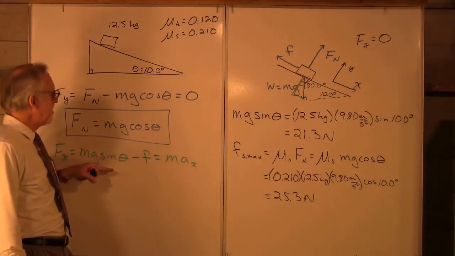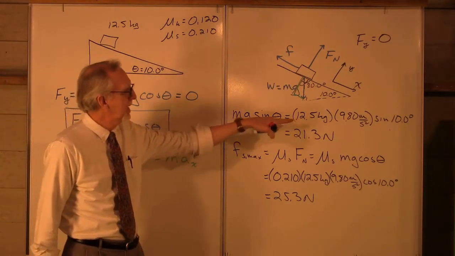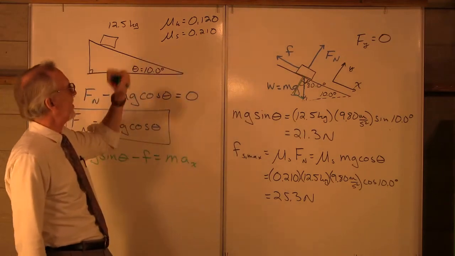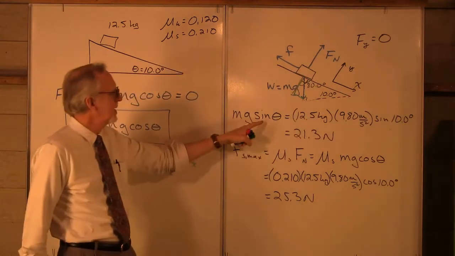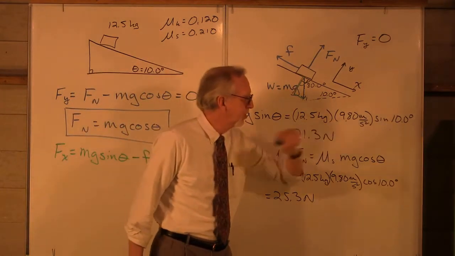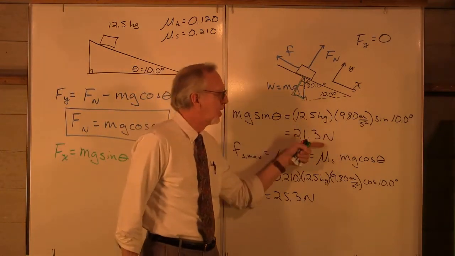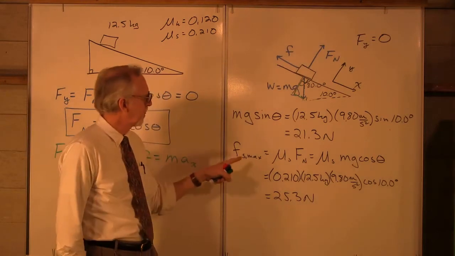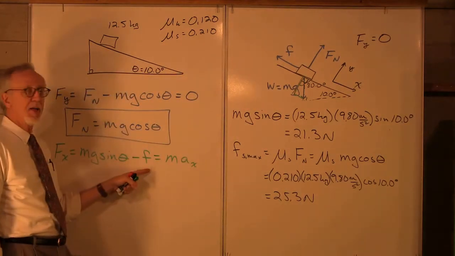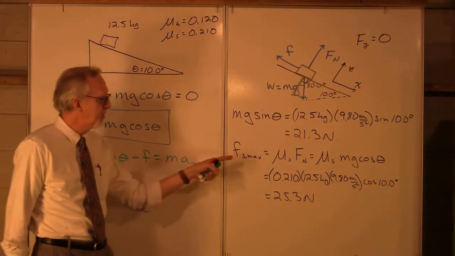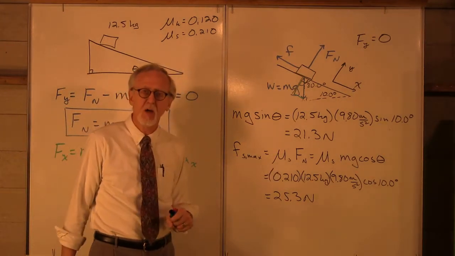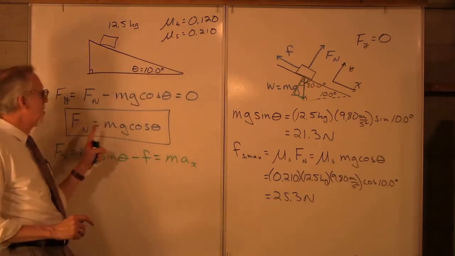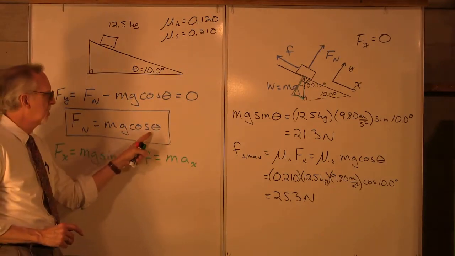We have that mg sine theta is equal to 12.5 kilograms times 9.80 meters per second squared times sine of 10 degrees. Multiplying that out, we get 21.3 newtons. What about the largest value that the frictional force can have, Fs max? We know Fs max is mu s times the normal force. But for the incline, remember, the normal force is mg cos theta.